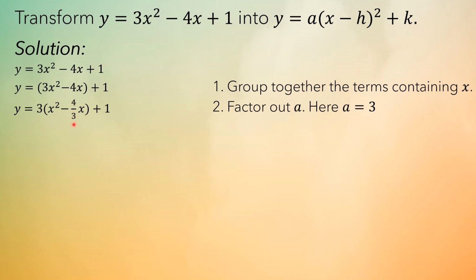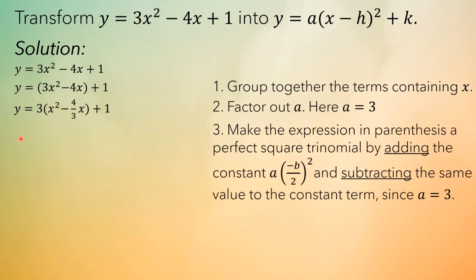Paano naging 4 over 3 yung negative 4x? Because 3 times negative 4 over 3 is negative 4x. And then, sa 3x squared, inalis lang natin or finactor out lang natin yung 3 because 3 times 1 na nandito is 3. And then next is to make the expression in parentheses a perfect square trinomial by adding the constant a times negative b over 2 quantity squared and subtracting the same value to the constant term.